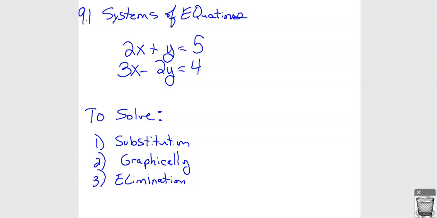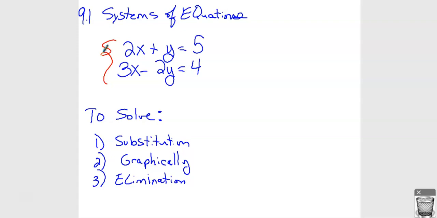Well, notice, again, I have a system of equations. A system is just more than one equation. So it could be 2 equations, 3 equations, 4, 5, however many. And notice I have 2 variables. I have x and y, but I could have x, y, and z. I could have a, b, c, and d. I mean, I could have a bunch of variables. But for right now, let's start off with 2 equations and 2 variables.